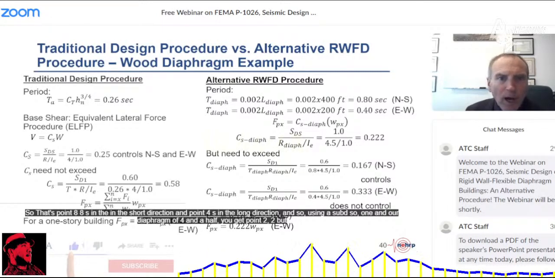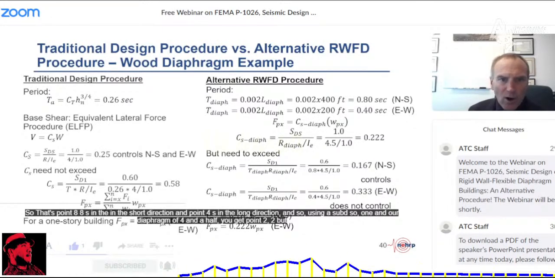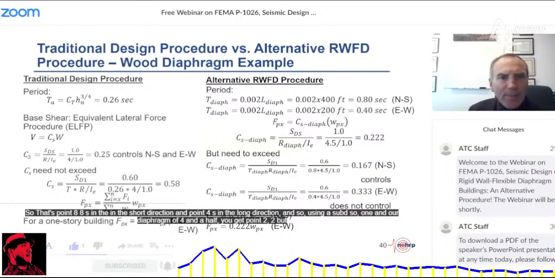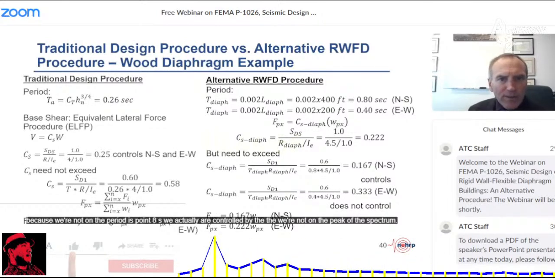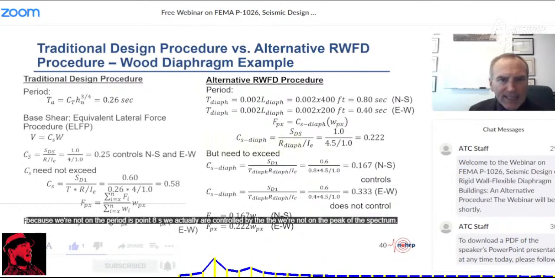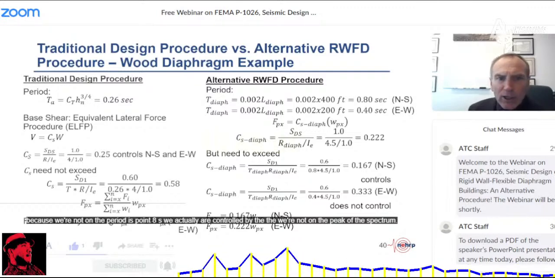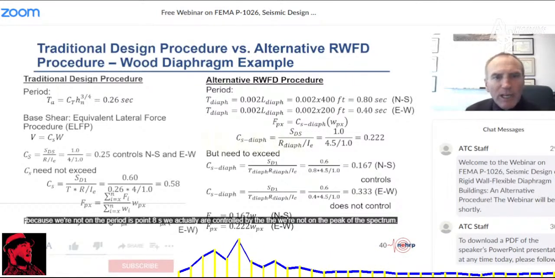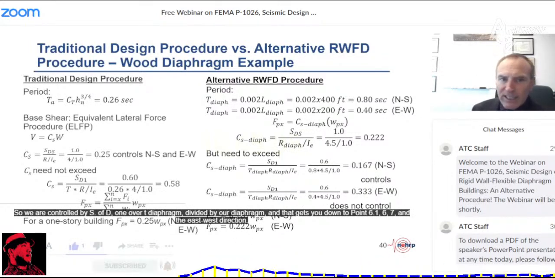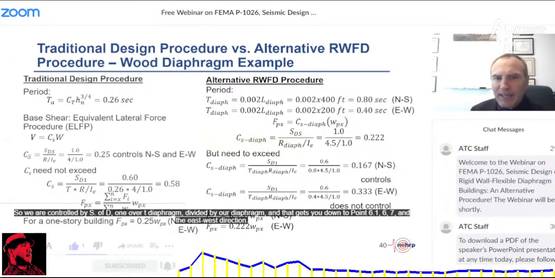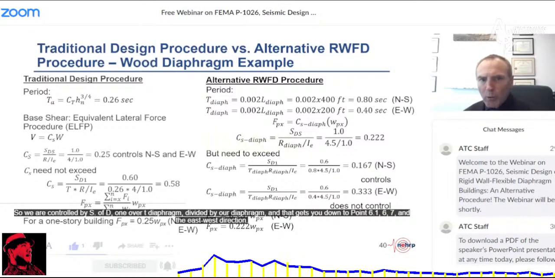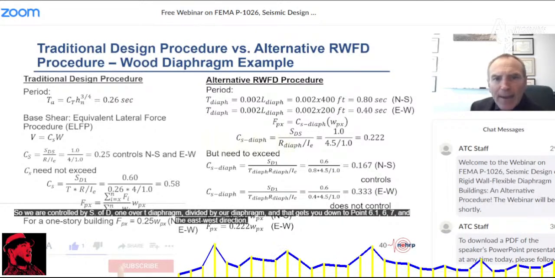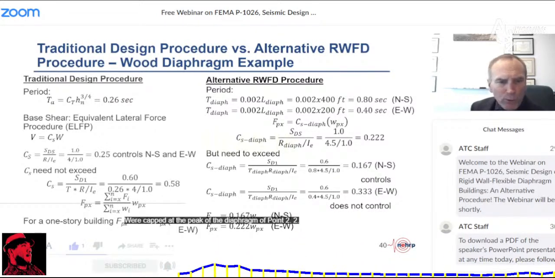And so using S_DS of 1 and R_diaphragm of 4.5, you get 0.22. But because the period is 0.8 seconds, we're not on the peak of the spectrum, so we are controlled by S_D1 over T_diaphragm divided by R_diaphragm, and that gets you down to 0.167. In the east-west direction, we're capped at the peak of the diaphragm of 0.222.